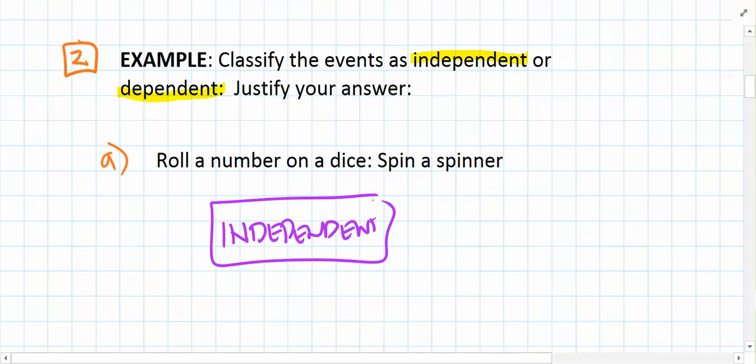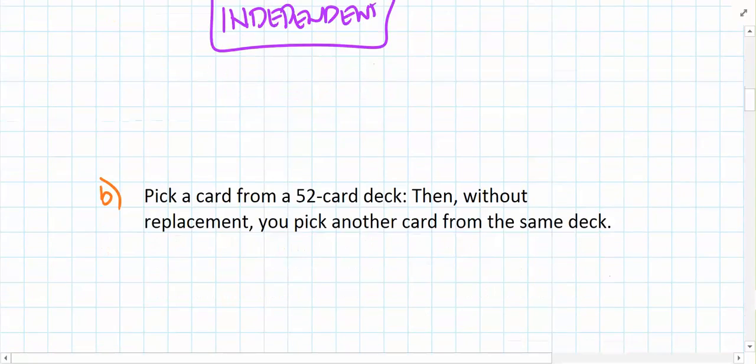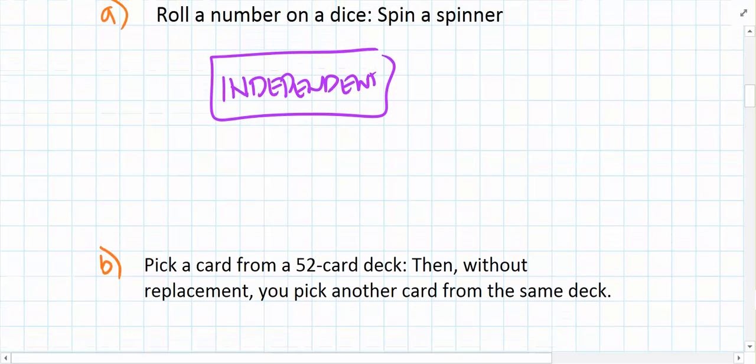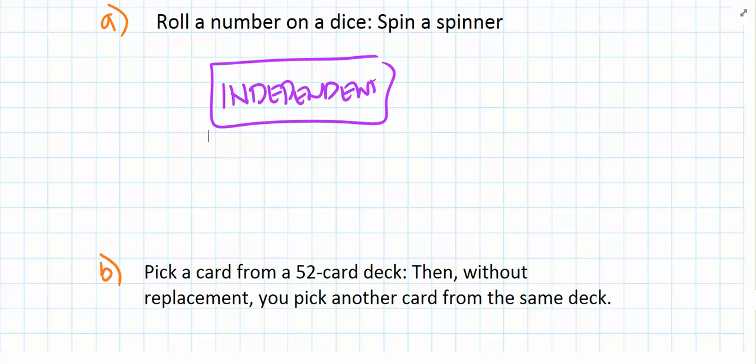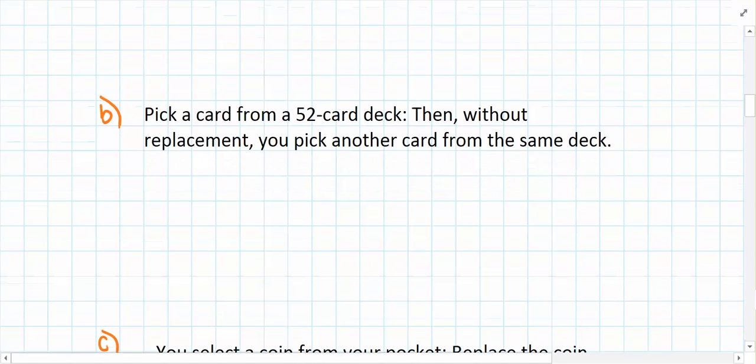Okay. Here's another example. I already wrote it out for you. You're going to pick a card from a 52 card deck. Then, without replacement, you're going to pick another card from the same exact deck. So, what is it about this that you would say that this is a dependent event? Yeah, there's one less card. So this would be dependent.